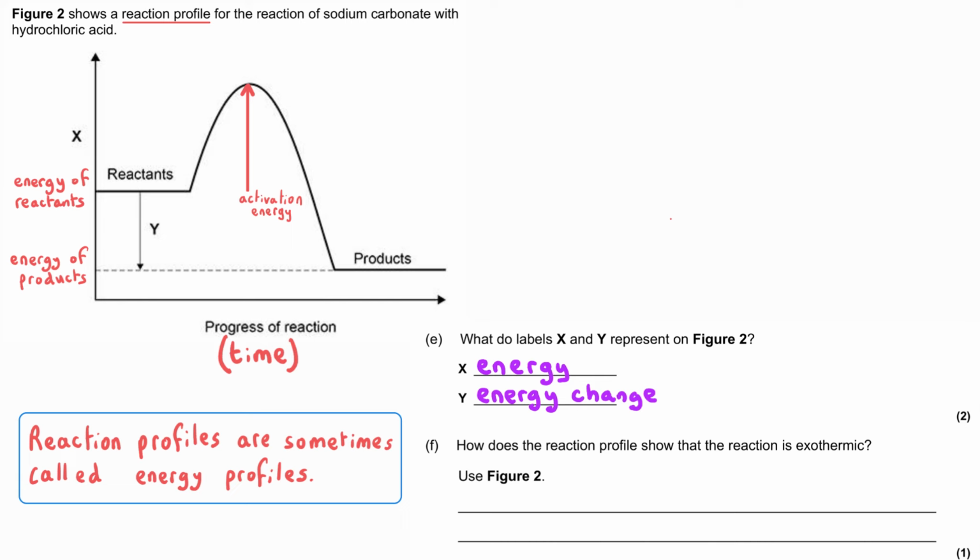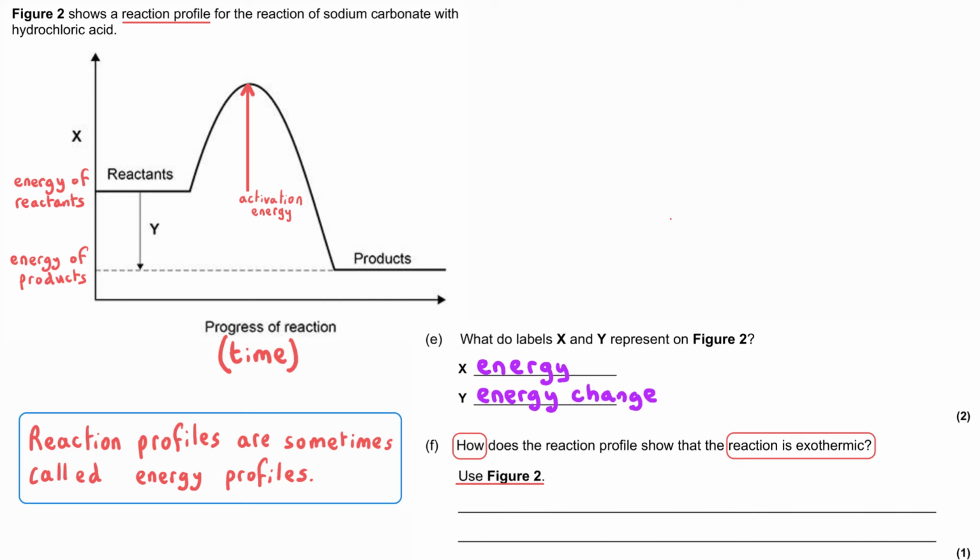And then the final part of this question says, how does the reaction profile show that the reaction is exothermic? Use figure 2. The fact that we're being commanded to use the reaction profile means that we need to answer in terms of energy of the reactants and products and not comment on bonds breaking, which sometimes is a viable answer, but not when we're referring to a reaction profile.